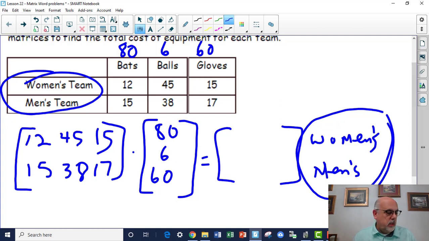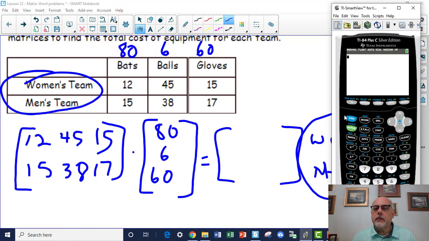Okay, so let's bring up the calculator and let's put these two matrices in. So we're going to edit matrix A. It's a 2 by 3, and we're going to put the elements in: 12, 45, 15, and 15, 38, and 17. That's the first matrix.